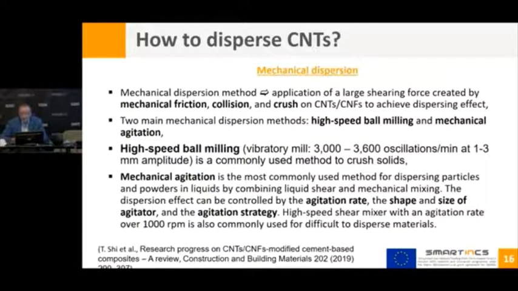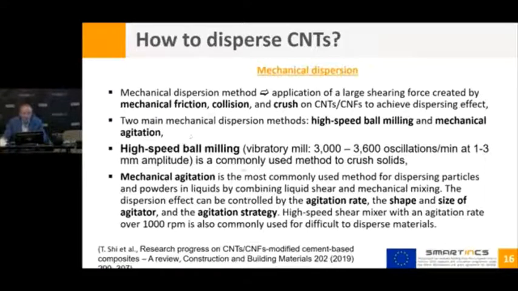Then the second physical method is mechanical dispersion. In fact, it is important to apply a large shearing force, which is able to separate the different nanotubes that are agglomerated. This shearing force can be applied by means of mechanical friction, collision, and crashes. It depends on the system used. For the nanotubes, the systems that are used are high-speed ball milling and mechanical agitation.